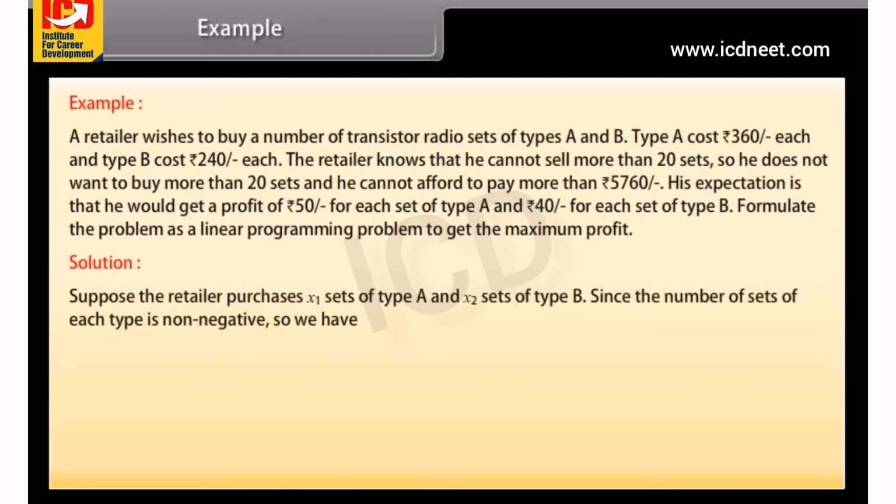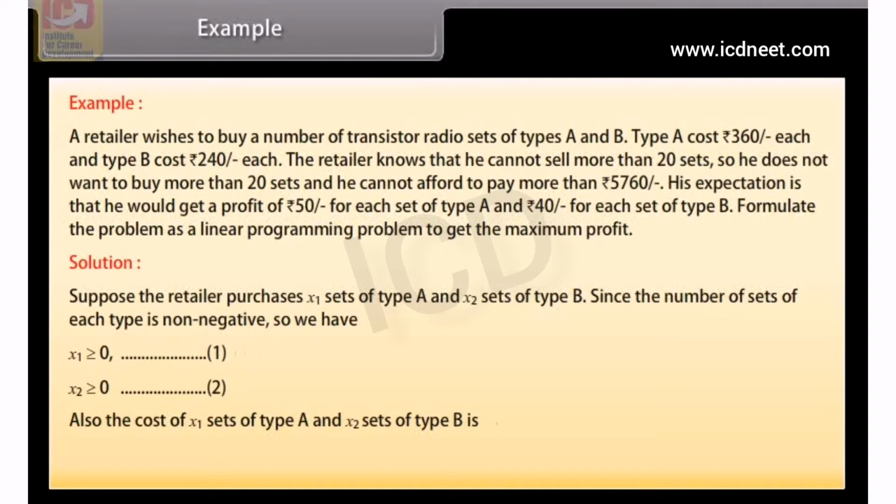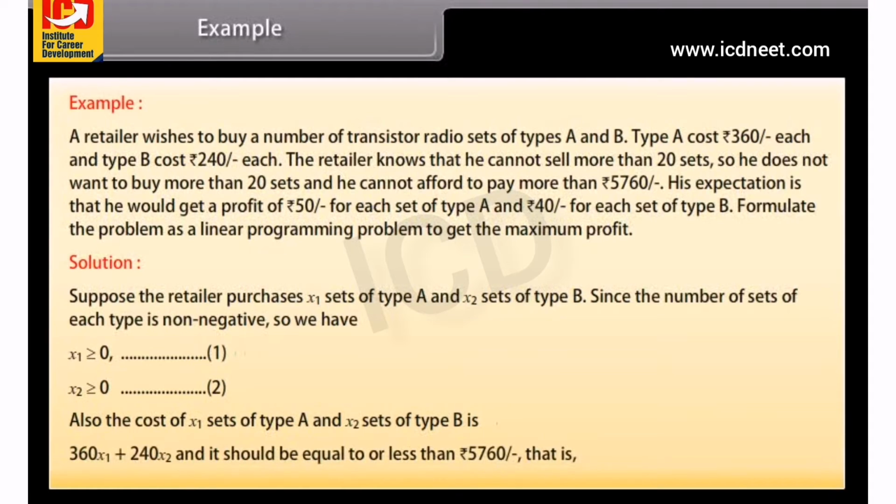Solution. Suppose the retailer purchases X1 sets of type A and X2 sets of type B. Since the number of sets of each type is non-negative, we have X1 is greater than or equal to 0, mark it as 1. X2 is greater than or equal to 0, mark it as 2. Also, the cost of X1 sets of type A and X2 sets of type B is 360 X1 plus 240 X2, and it should be equal to or less than rupees 5,760.